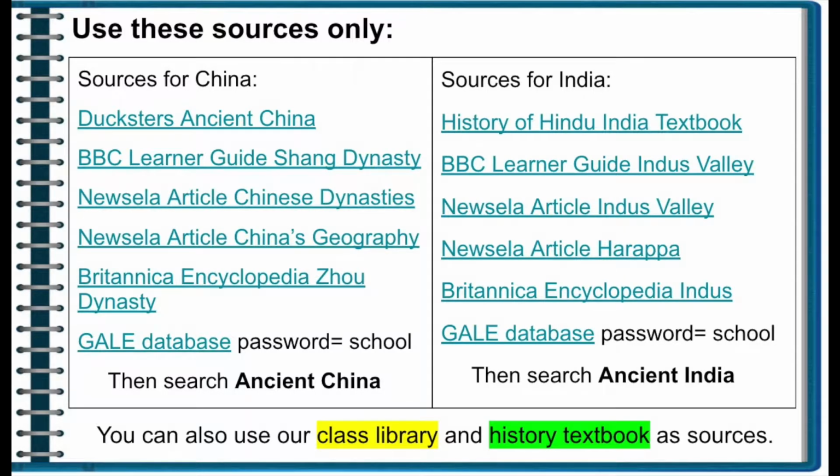Sources that you're going to use. For China, you have an option of using Duxter's BBC Learner Guide, Newsella article for Chinese Dynasty, Newsella article for China's Geography, Britannica Encyclopedia, and then the Gale database.